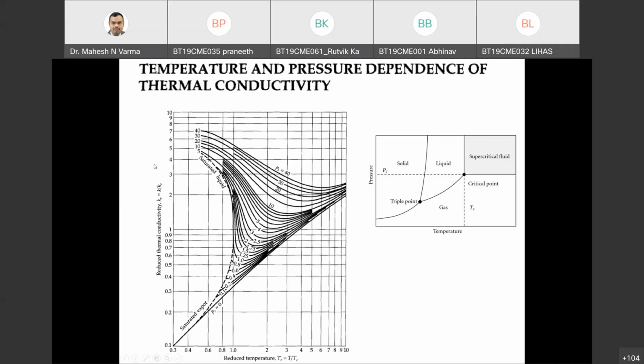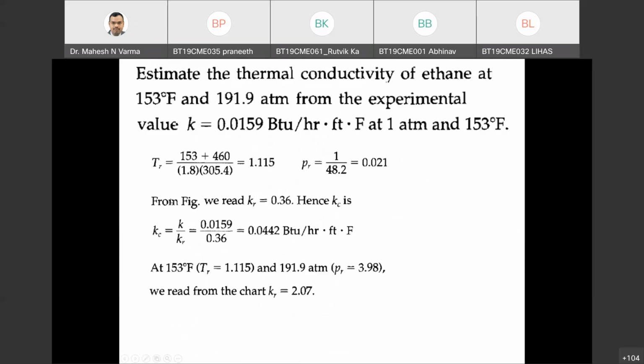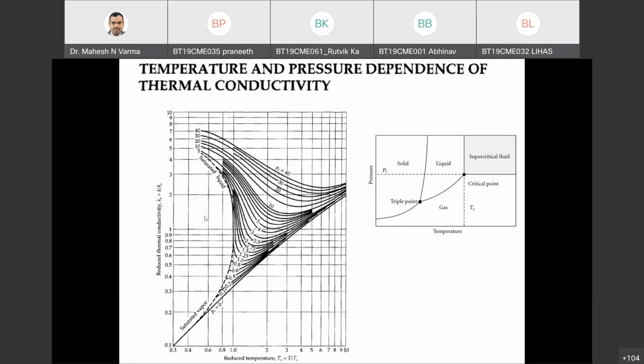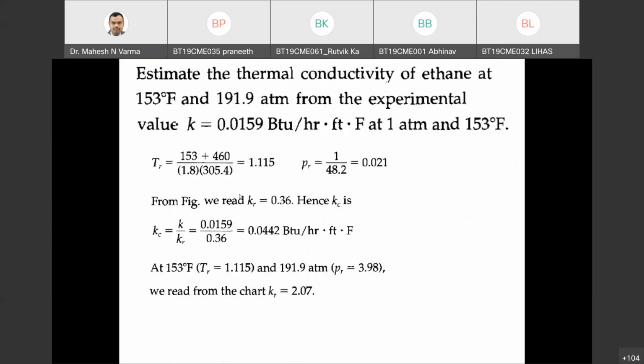So I will get a reduced value of thermal conductivity. So it is 2.07. Somewhere here, 2 point something will be there. So you will get a reduced value, and using this and the critical value of thermal conductivity, I can get the thermal conductivity at this pressure. So what is the thermal conductivity at this pressure, 191 atmosphere?